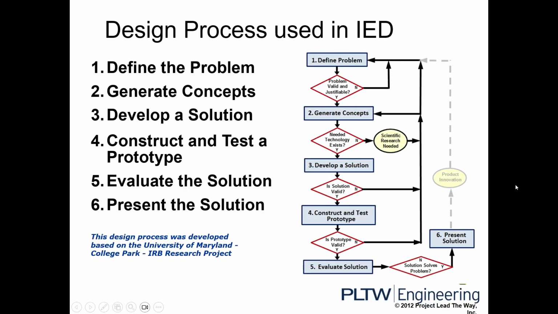There are 6 steps used in the design process. Step 1 is to define the problem. If the problem is valid and justifiable, then you'll move on to the next step, generating concepts. Once you generate the concepts, if the needed technology exists, you will develop a solution, and if your solution is valid, you will construct and then test your prototype. After that, if your prototype is valid, you will evaluate the solution. And then after that, if your solution solves the problem, you will present your solution.